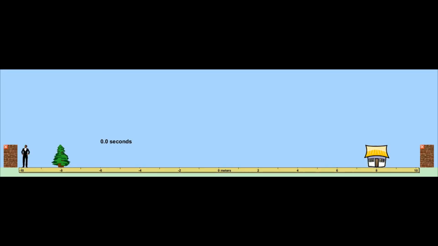All right, now I have one challenge for you. For this challenge, we're going to use the exact same motion for the graphs we just created. Here we go.